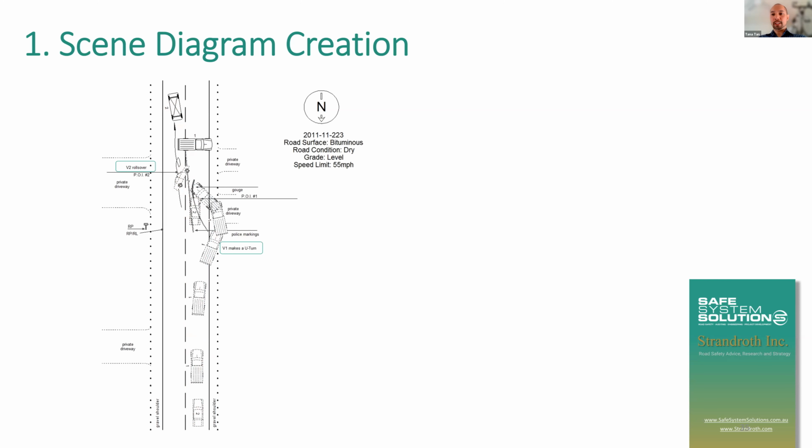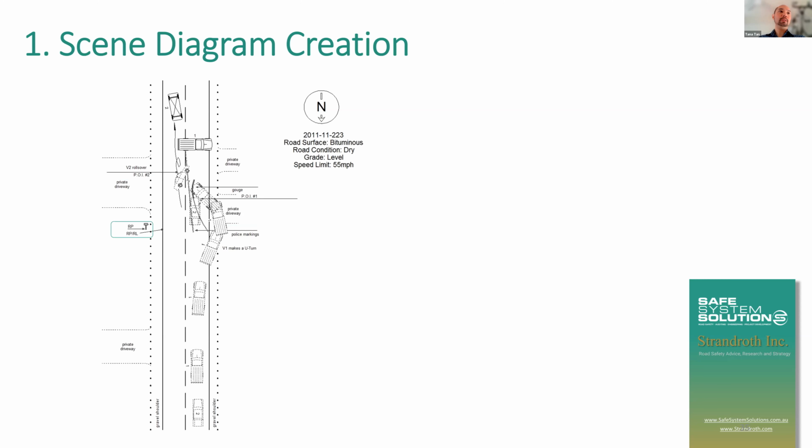You've got the vehicle events. So vehicle 1 makes a U-turn, which is indicated there. You can also see vehicle 2 rollover has been indicated on the diagram. So it makes it less ambiguous when you're reading these diagrams. You can indicate short, brief captions. The gouge marks have been indicated. POI stands for point of interest.